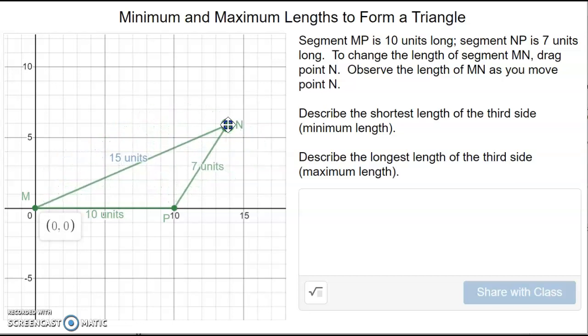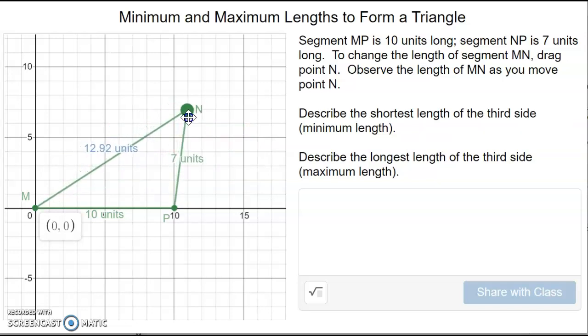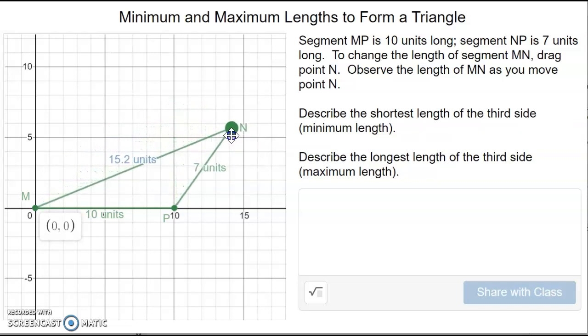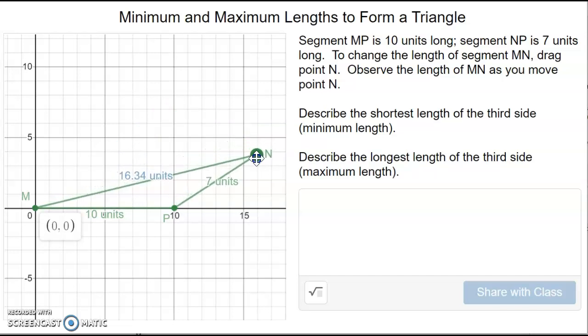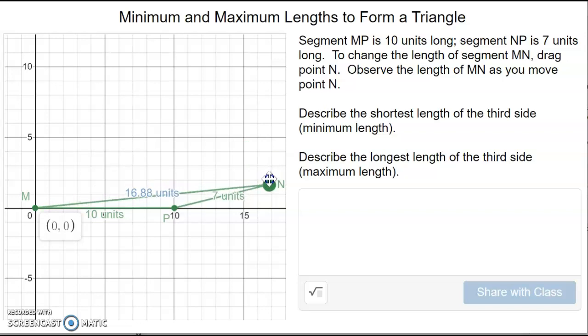If I extend it this way, the length is getting longer and longer and longer, right? What is the biggest number it could possibly be? What's the maximum number? I see 16.94 here. Can I make it any longer? Oh, when I do that, it becomes 17 units. At 17 units, it just becomes a flat two lines overlapping one another, so it's no longer a triangle. So 17 is no good.